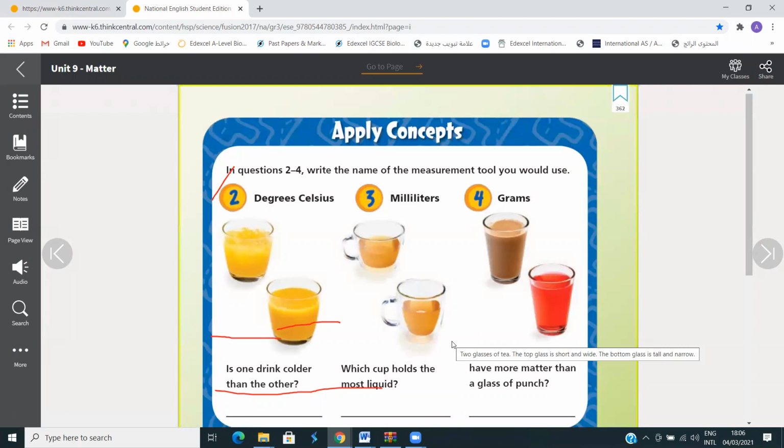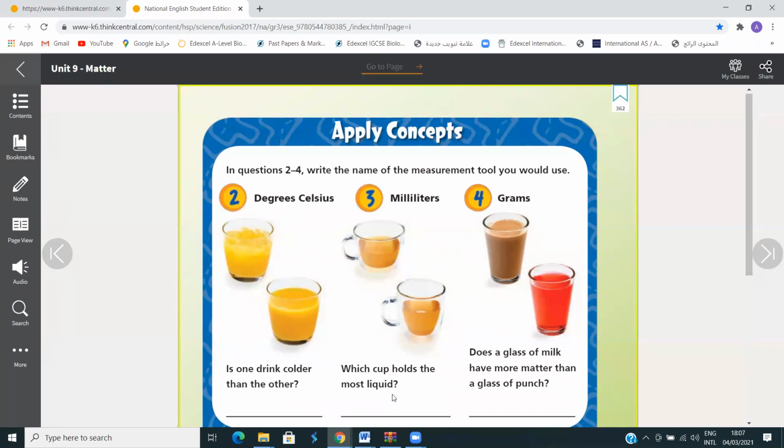In question 2, to find the name of the measurement, we have degrees, centimeter, grams. The one drink colder than the other, you will write thermometer. Which cup holds the most liquid? That is graduated cylinder. Does a glass of milk have more matter than a glass of punch? That is balance. We will use balance here.